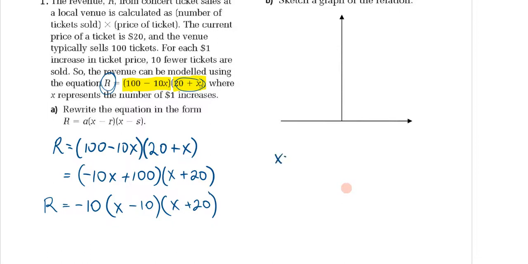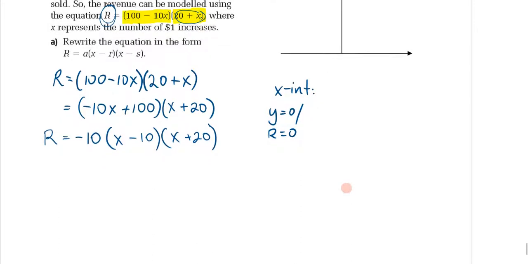So the x-intercept, this is when y equals 0, or we could say revenue equals 0. Okay, so x-intercepts, the first bracket here, x minus 10 equals 0. So therefore x has to be positive 10. And the other bracket, x plus 20 equals 0. So x has to be negative 20.